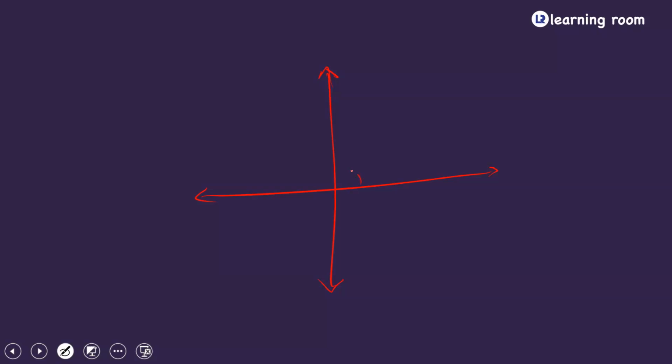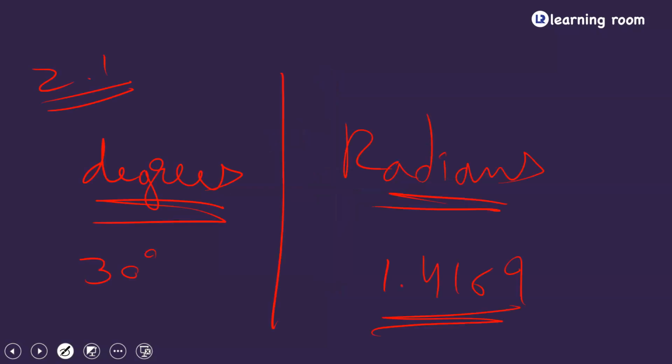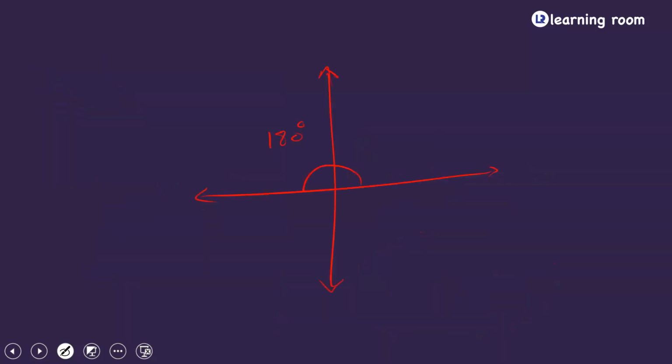So do you know how much this degree is? This is called 180 degrees. And radians I can write in terms of pi. Pi is 22 by 7, 3.14. So this is 180 degrees, right? Now 180 degrees is going to be equal to pi.